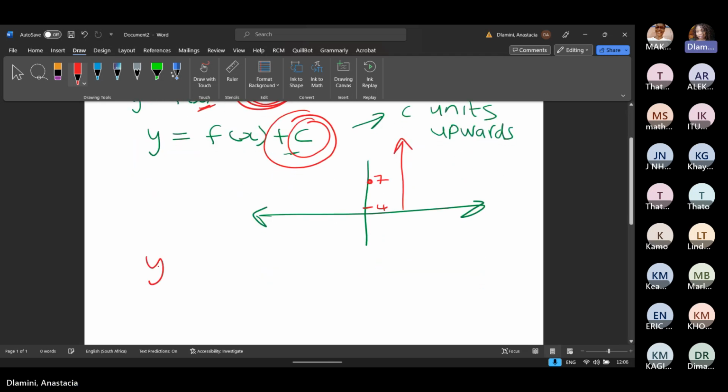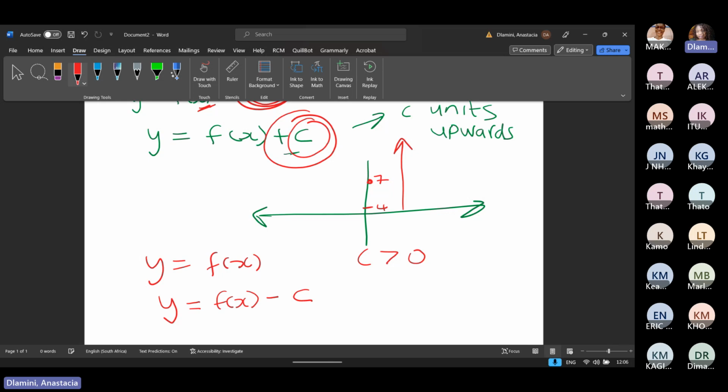Now, if you still have f of x, and for a value of c greater than 0, y equals f of x minus c, it means that you are shifting this graph vertically downwards by c units. So let me write it: y equals f of x minus c shifts the graph down by c units. Are we all sorted there?